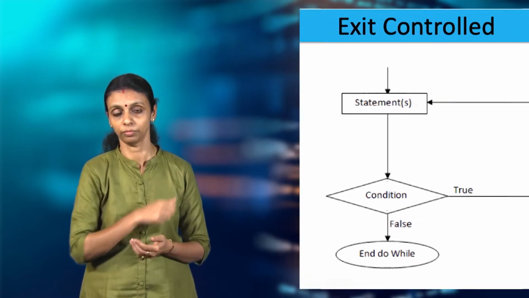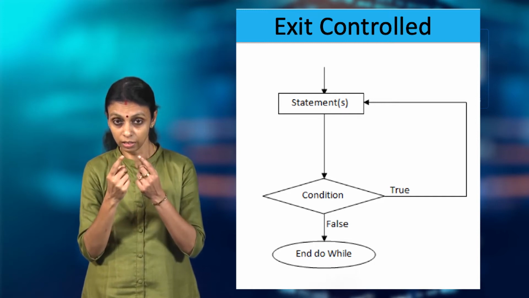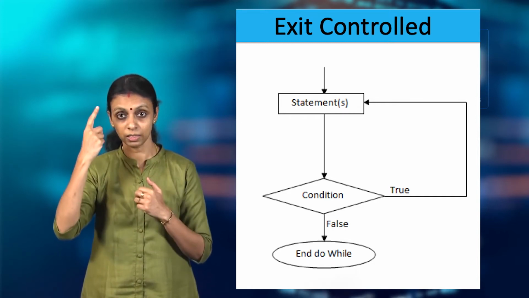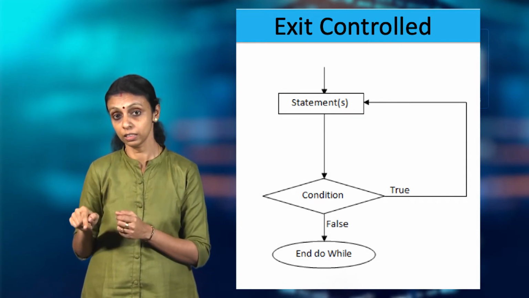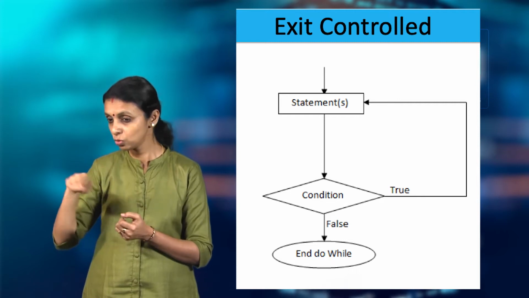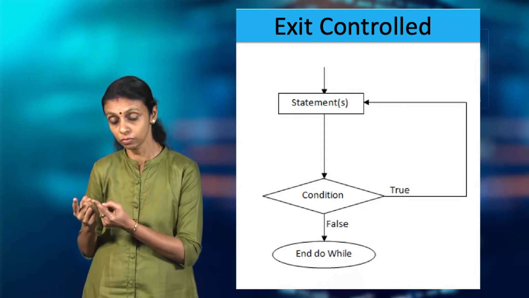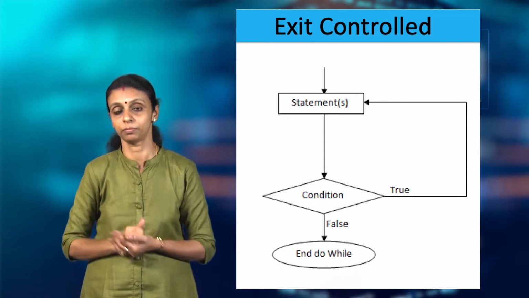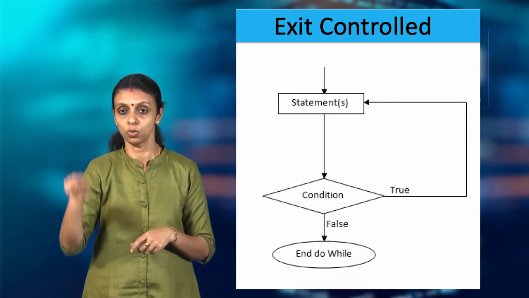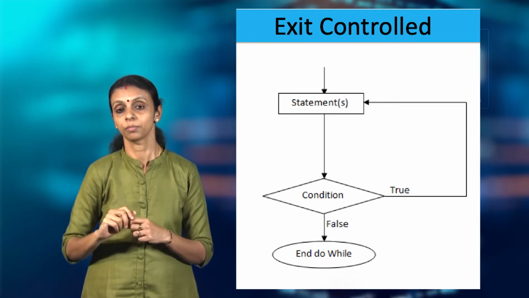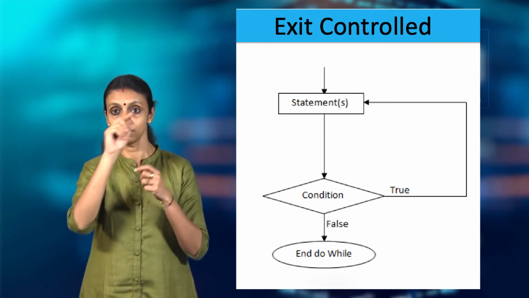Now consider this flow chart. Here, the condition is checked after executing the statements. If the condition is true, the statements inside the block are executed again. This continues till the condition becomes false. This is known as exit controlled loop because the condition is checked after executing the statements inside the block.